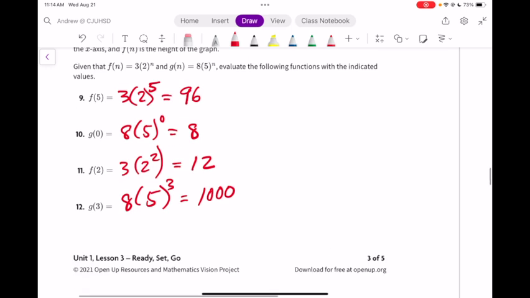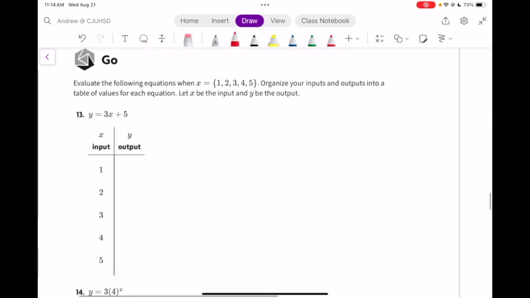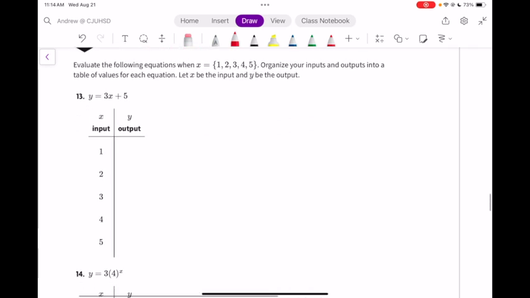There we go. Now on our last part, the go part. In my class, we only had time to do one of these tables, but it's an input-output table. And how do you generate the numbers? Well, you just do substitution. So 3 times 1 plus 5, that's 3 plus 5, that's 8.